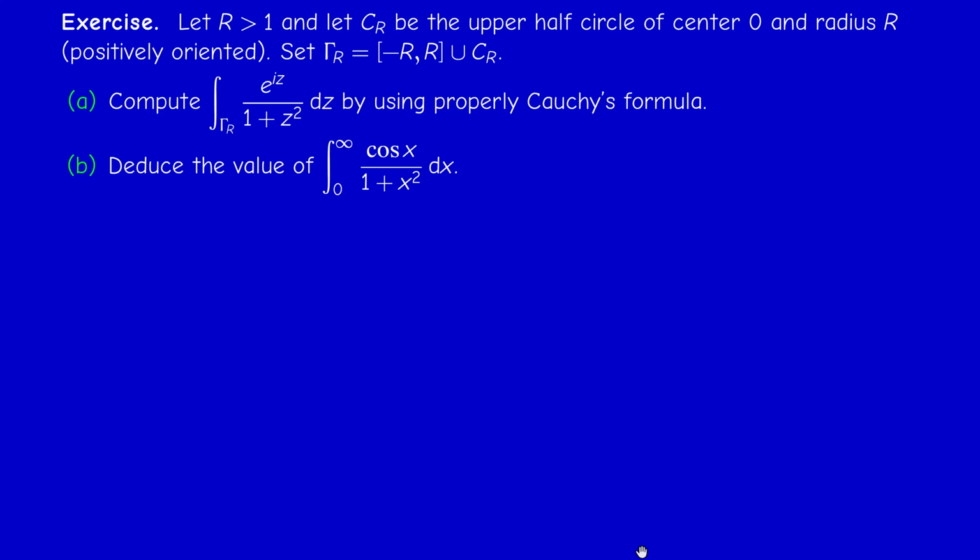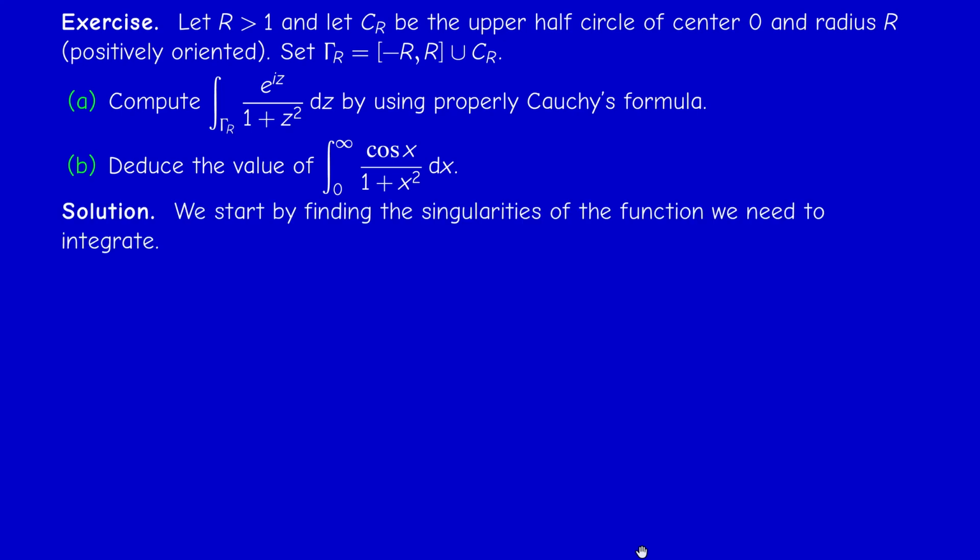Okay, so this is a classical and typical question in complex variables. We have to compute a line integral over a loop and then deduce the value of an improper integral of a real variable. Here we are given the loop. It's half a circle. So we start by finding the singularities of the function we need to integrate.